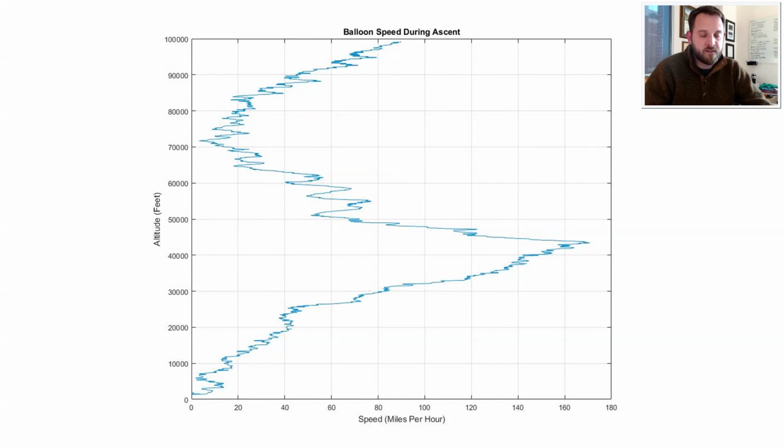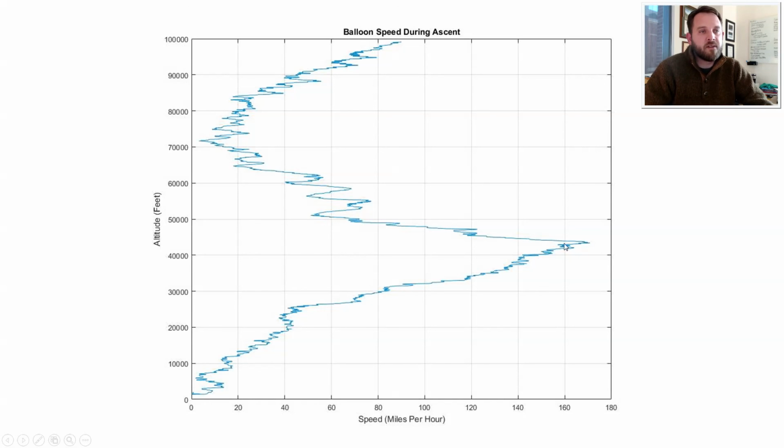This is the balloon's speed across the ground. Again, this does not take into account the heading. This is just the balloon's forward motion. You'll notice through the first 10, 20,000 feet, the balloon never really gets faster than about 40 miles an hour. So the balloon's taking off near vertical. And then between 28,000 and 44,000 feet, the balloon goes from 40 miles an hour, hits the jet stream, and the balloon actually travels as fast as 175 miles an hour at about 44,000 feet.